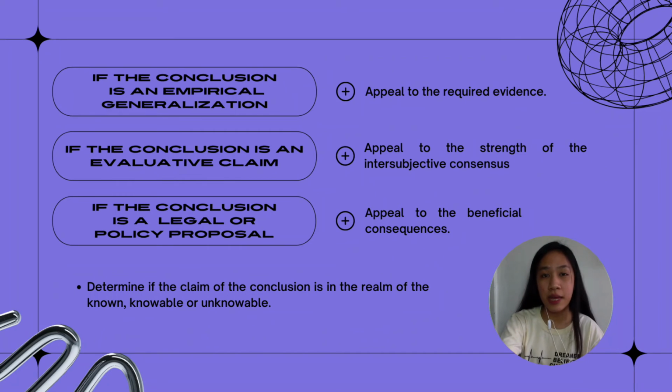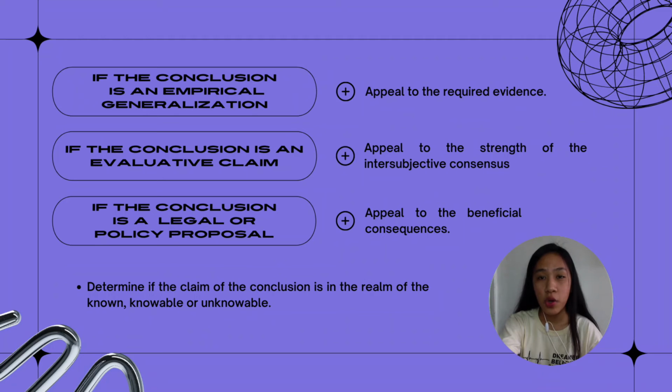Next, if the conclusion is attempting to establish an evaluative claim, then we must appeal to the strength of the intersubjective consensus or yung public approval to justify the claim. Next, if the conclusion is a legal or a policy proposal, we can appeal to the beneficial consequences para ma-prove ulit yung claim. Lastly, try to determine if the claim of the conclusion is in the realm of the known, knowable, or unknowable. If yung claim mo ay nasa realm of the known and knowable, then provable ito dahil pwede tayong makapag-produce ng evidence in principle.